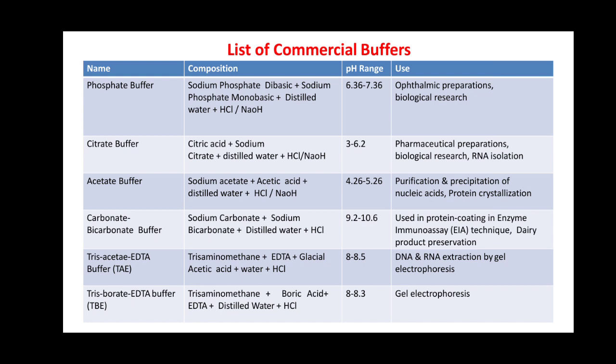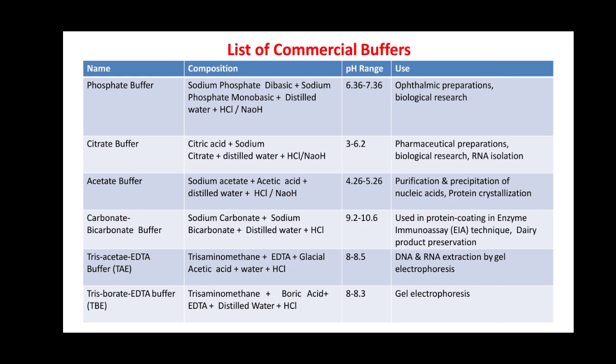It is used in ophthalmic preparations and in biological research. Citrate buffer is citric acid plus sodium citrate, distilled water plus HCl or NaOH. It ranges from 3 to 6.2, used in pharmaceutical preparations, in biological research and also RNA isolation. And acetate buffer is sodium acetate plus acetic acid and distilled water with HCl or NaOH, ranging from 4.26 to 5.26, used in purification and precipitation of nucleic acids and protein crystallization.